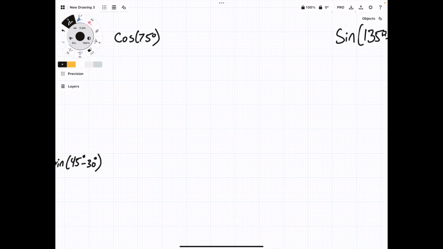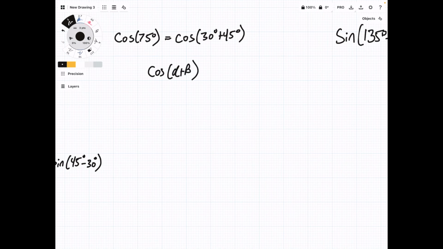Here we have cosine of 75. So they didn't separate it for us, and that's what we'll have to do next. So this is going to be cosine of 30 degrees plus 45 degrees. Our equation for cosine in sum is cosine of alpha plus beta equals the cosine of alpha times the cosine of beta minus the sine of alpha times the sine of beta.